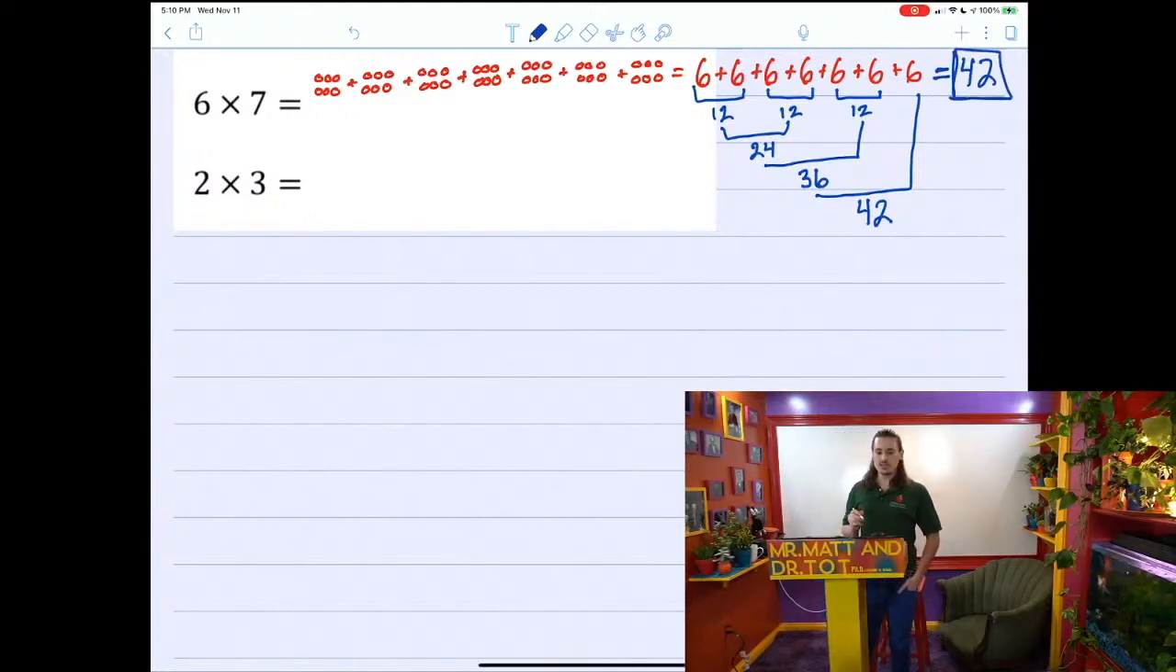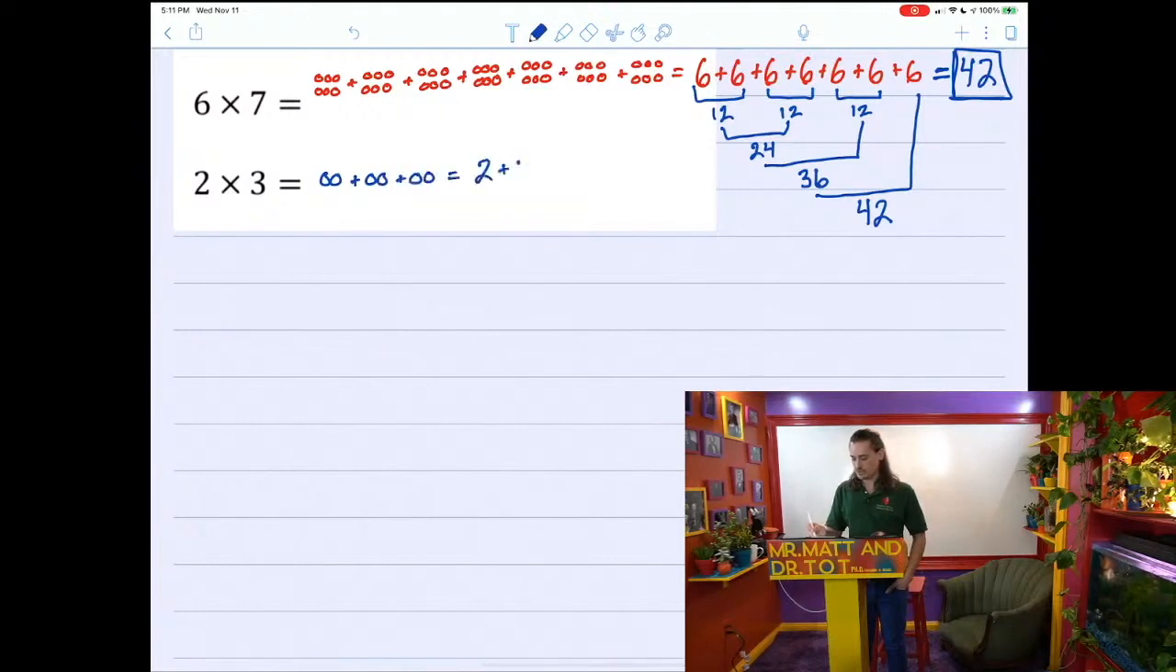Two times three is much easier. That's just two three times, or three two times, which numerically is just two plus two plus two. Two plus two is four, four plus two is six.